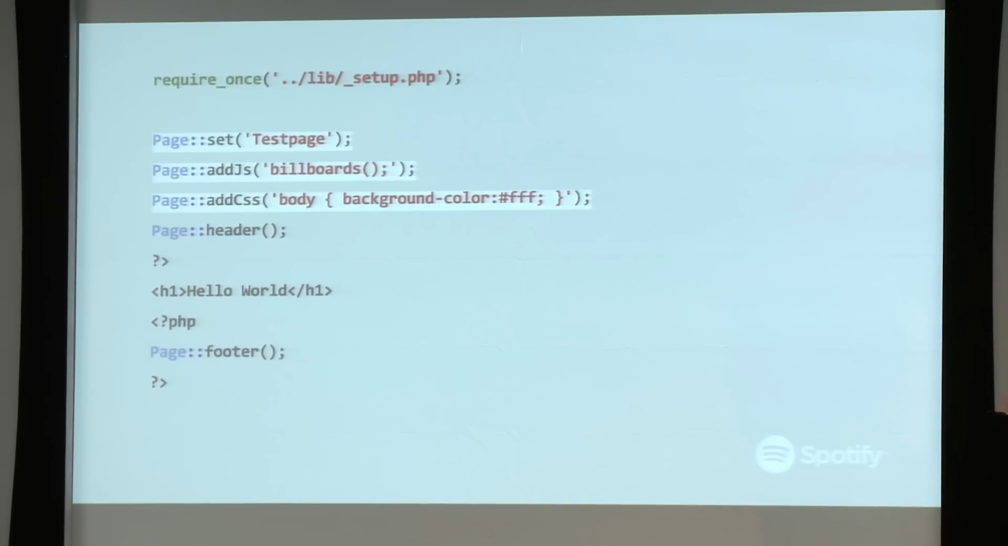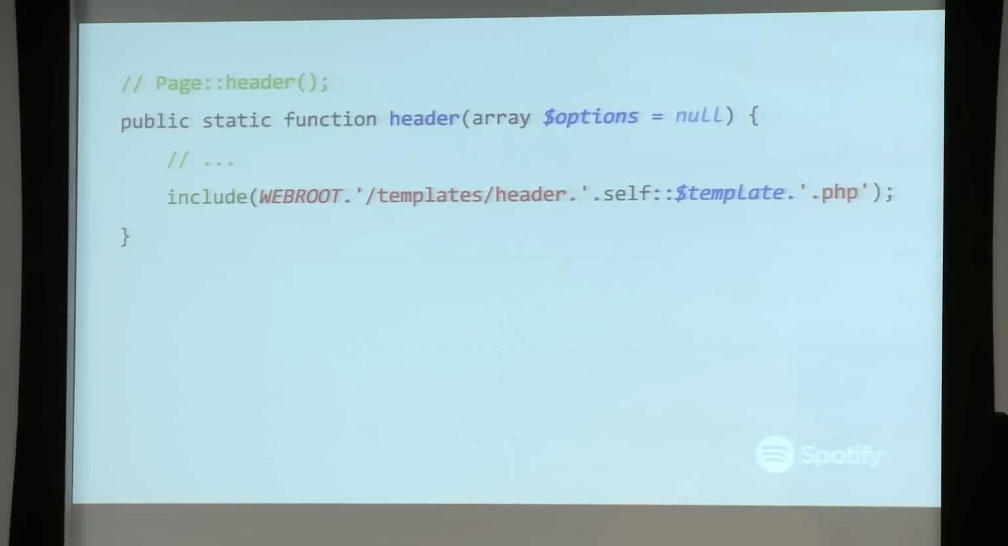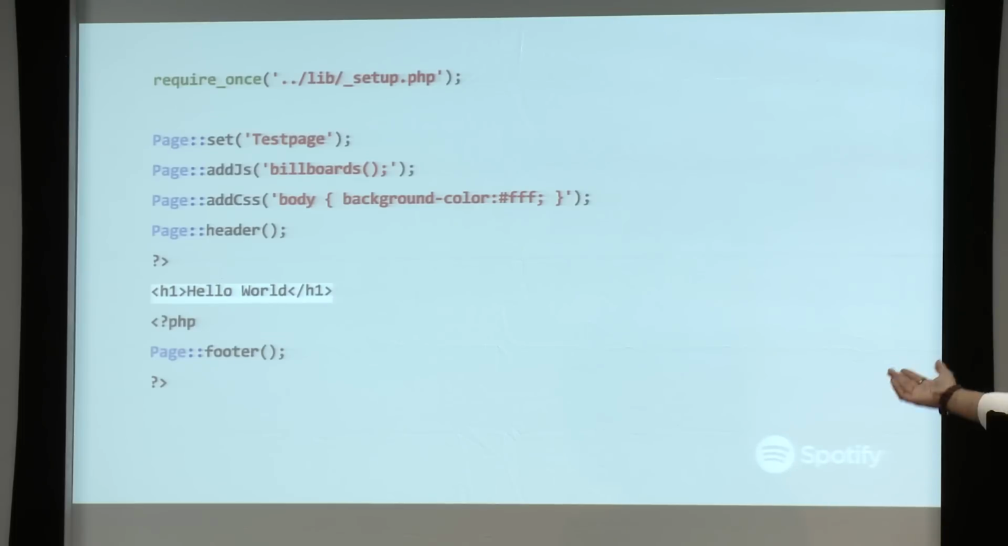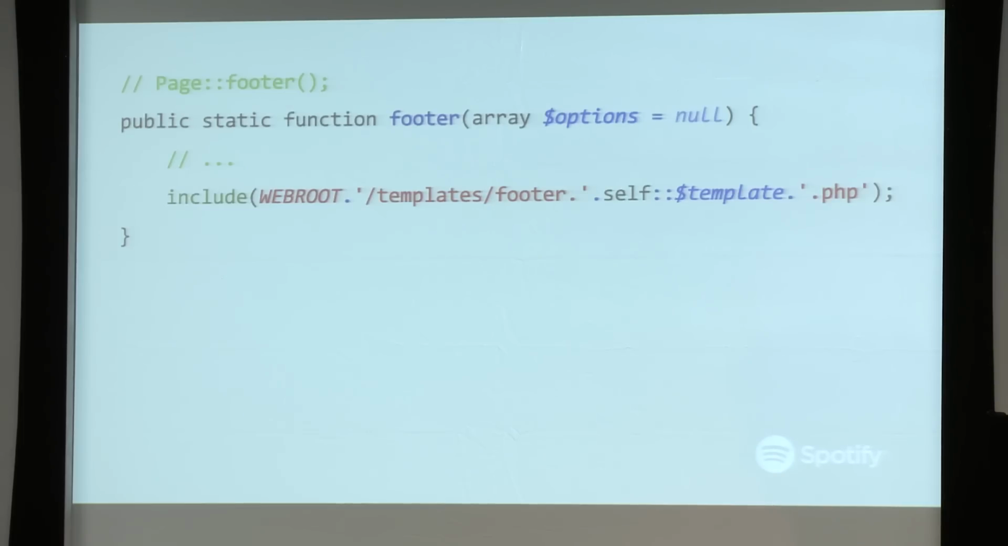Then we have our basic templating going on here, nothing too fancy. Set your page name, add some JavaScript to the footer, add some CSS to the head, and then this page header function, which is pretty awesome. It looked exactly like this. It literally just includes some file based on the template name you had and starts sending out the rendered HTML to the browser immediately, right? There's your hello world. And then the footer, guess what, looked exactly the same.